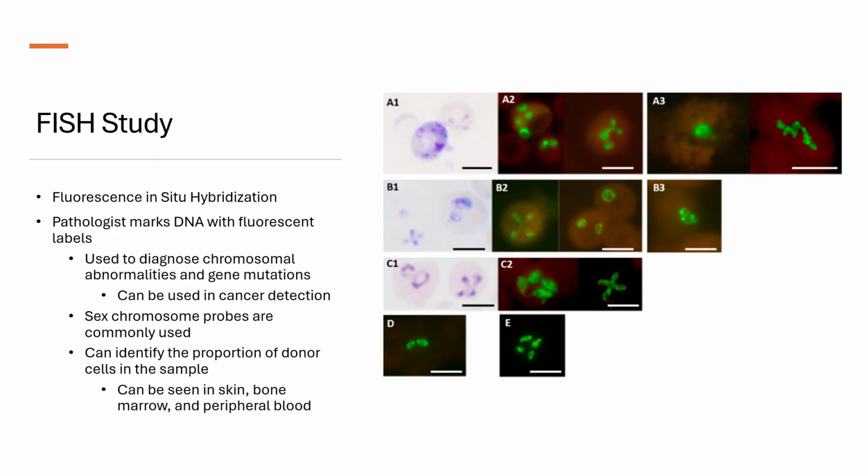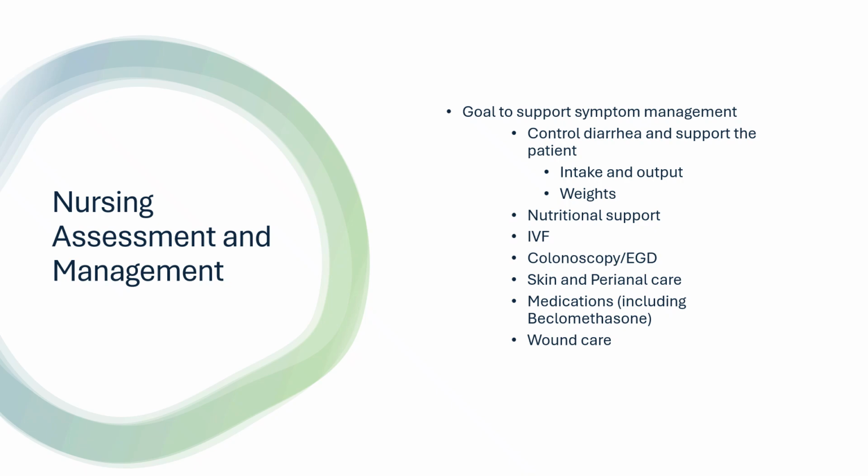They can also mark the sex chromosomes to see pretty easily if the donor cells are taking over, and can identify the proportion of donor cells in the sample. You can see this with skin, a bone marrow biopsy, as well as peripheral blood. They usually are able to draw this and send this out. It is not a test that you usually wait on for the diagnosis. If you're sending this out, you probably have other confirmatory diagnoses or tests that are pending at the same time.